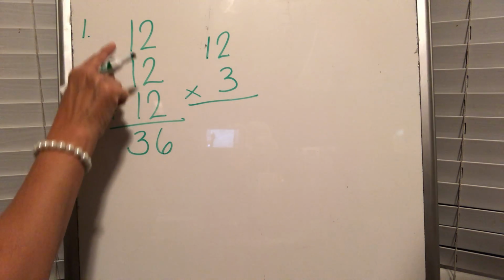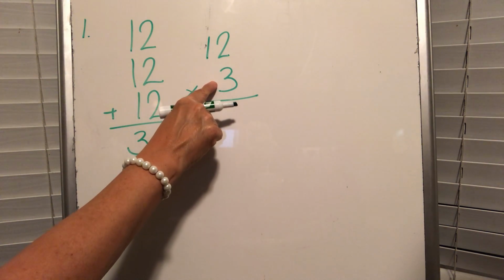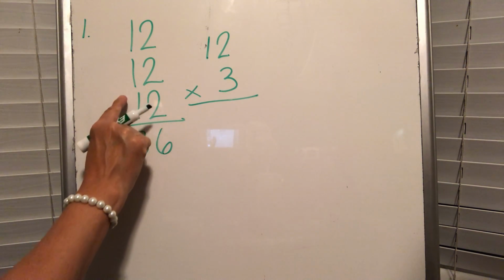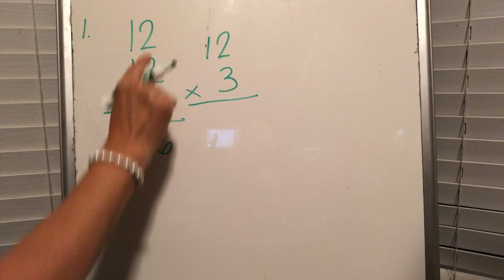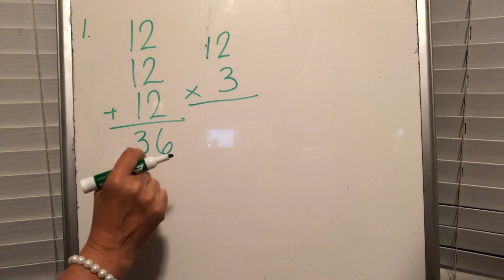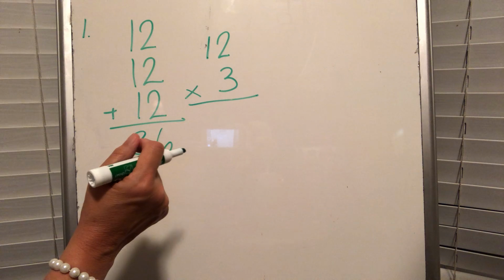And here we have 12 being added 3 times. That's why they're showing you that the same thing as 12 plus 12 plus 12 is 12 times 3. It's the same as adding it 3 different times. But we're going to do a quicker way. This is why I love multiplication, because it's so much quicker.